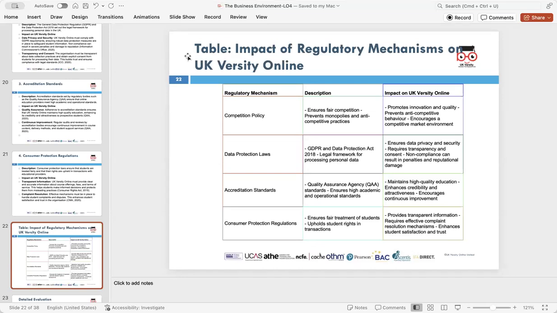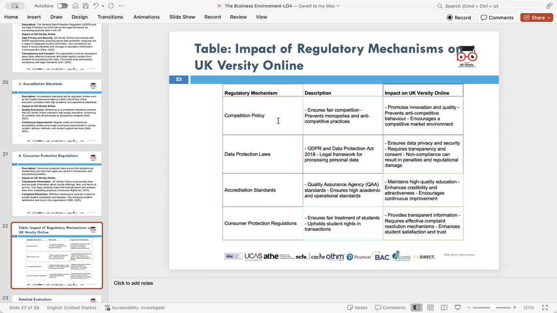Next is market entry and fair competition. The presence of a competitive market encourages the UK university to innovate and improve its services to attract students. This leads to better educational offerings and improved customer satisfaction.